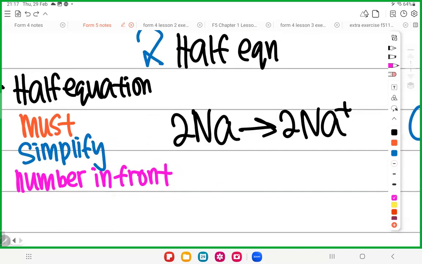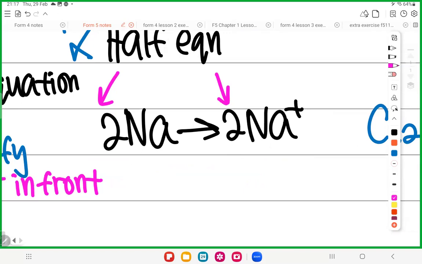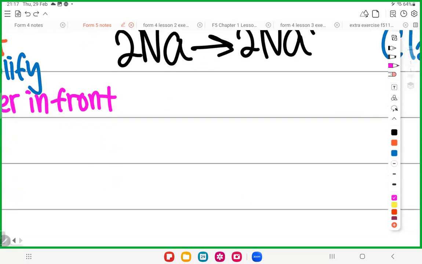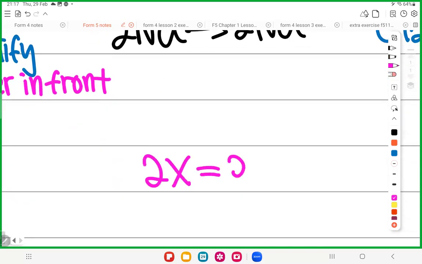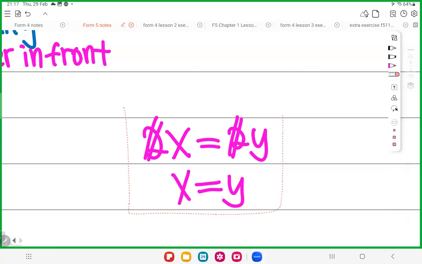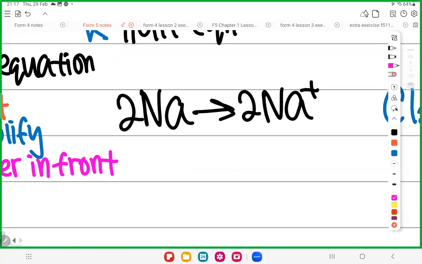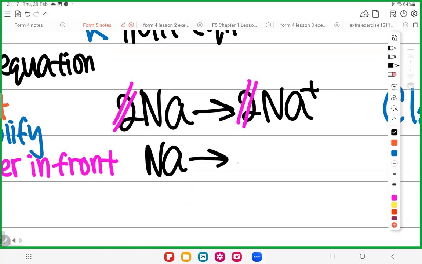Look at here. This is the half equation. Look at the number in front. Can we simplify the number in front? Yes. Let's say in mathematics, 2x equal to 2y. What do we do? Cut the 2 away, x equal to y, isn't it? That's what we do in mathematics and add math. We simplify. So in this case, the number 2 and number 2 here can be simplified, so you cut it away. After cutting away, now you have Na become Na plus.